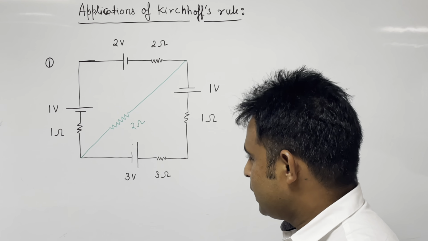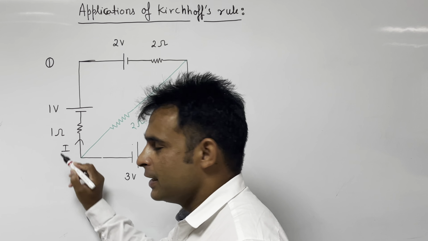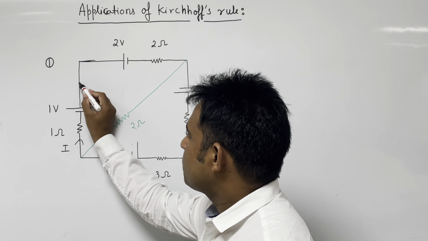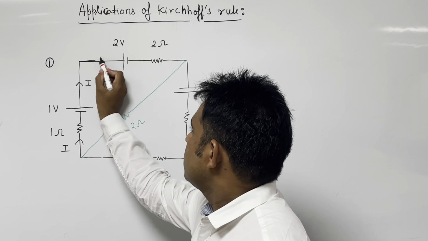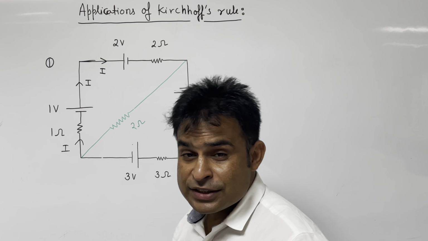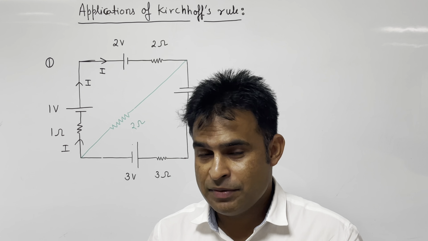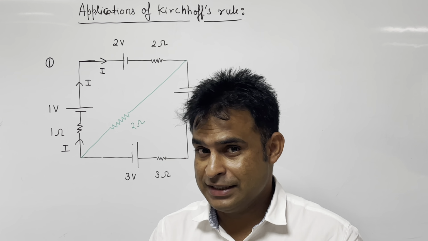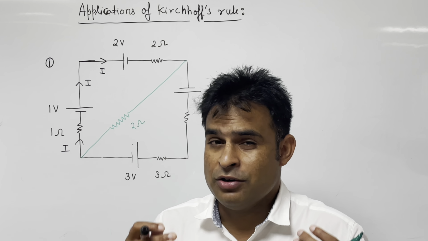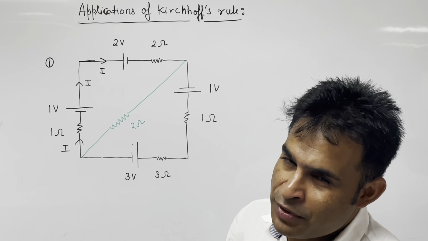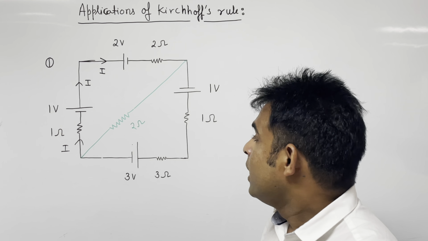How we'll apply KCL? Let's say current at this point is I. This current is I. Now this same amount of current will reach at this point. So here current will be I. And initially don't worry about direction of current. In previous video I explained that, KCL and KVL. Initially no need to worry about direction. If your current direction is wrong, no problem, you will get the same answer with a negative sign. So there should not be any worry about that direction.